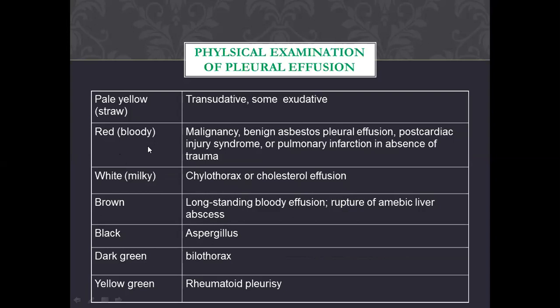Red color: definitely when there is blood in the pleural fluid, it will be bloody, and the etiology will be malignancy, benign asbestos pleural effusion, post-cardiac injury syndrome, or pulmonary infarction in the absence of trauma. White milky: chylothorax or cholesterol effusion. Brown when there is a long-standing blood effusion or a rupture of an amoebic liver abscess, and black when the underlying cause is Aspergillus, and dark green when there is a biliothorax, and yellow green in case of rheumatoid pleurisy.